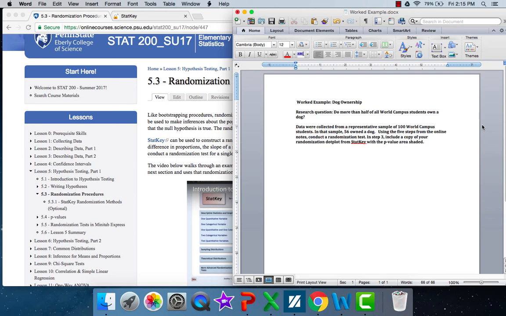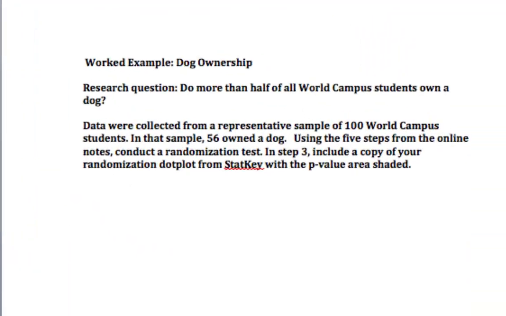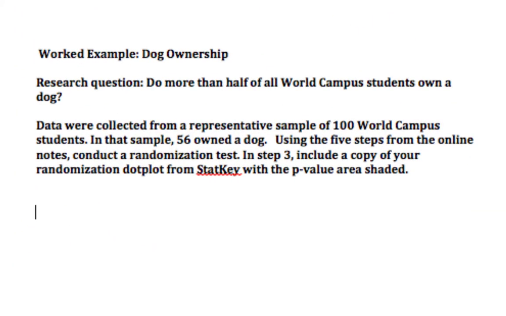Let's walk through one example of a randomization test, similar to those that you might see on the lab assignment this week. Here's our research question. Do more than half of all World Campus students own a dog? Data were collected from a representative sample of 100 World Campus students. In that sample, 56 owned a dog. Using the 5 steps from the online notes, conduct a randomization test.